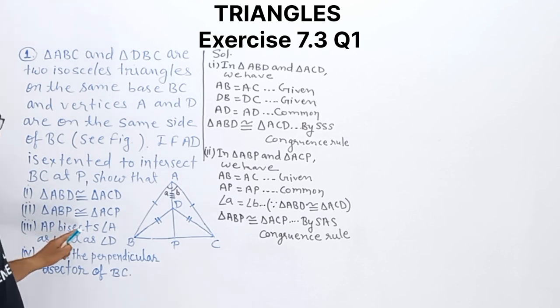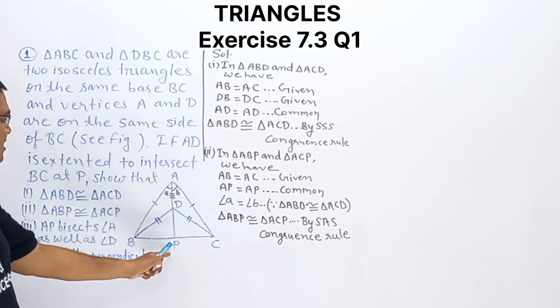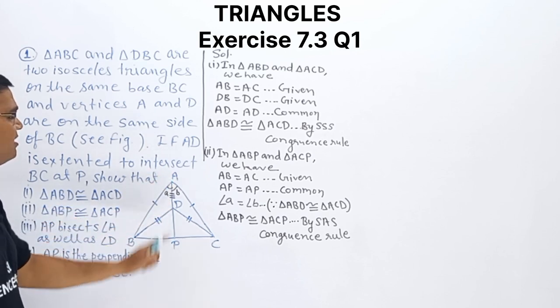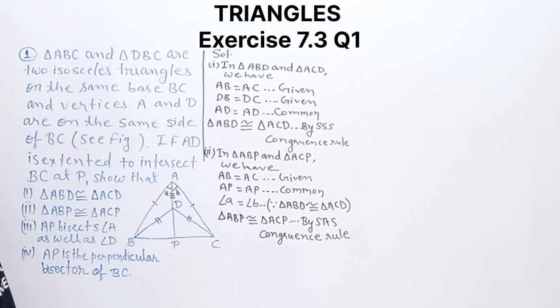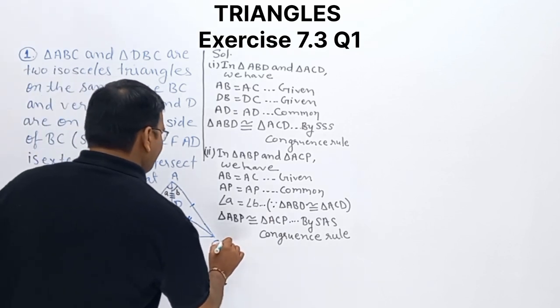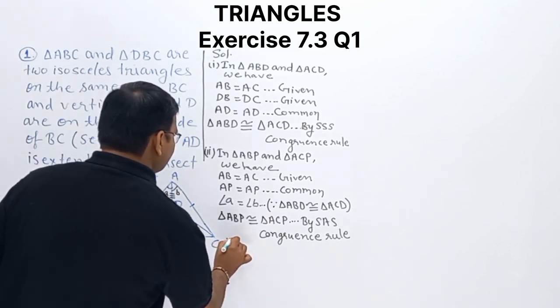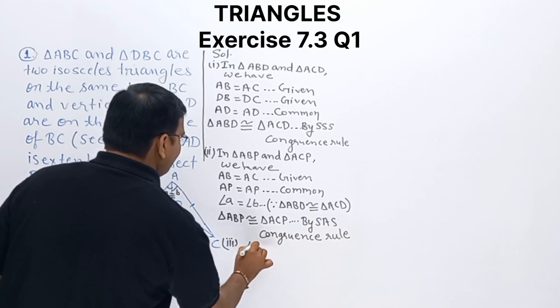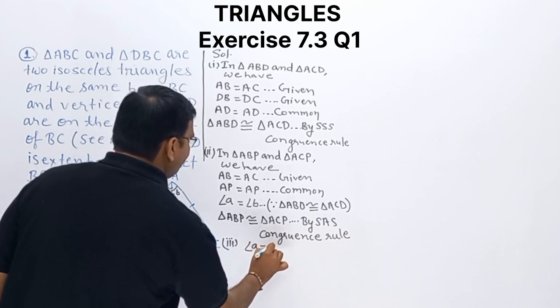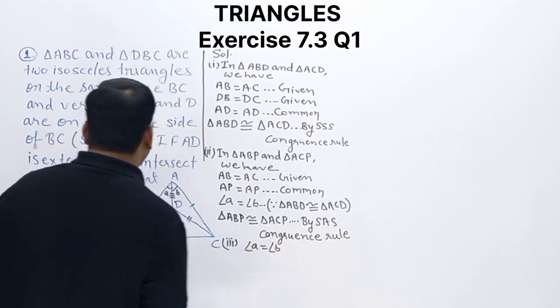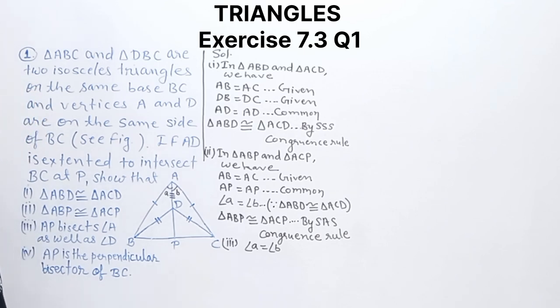Third one: AP bisects angle A as well as angle D. AP is bisecting angle A as well as angle D. So how will we prove it? Observe carefully. I am taking question number 3. We proved angle A equal to angle B.